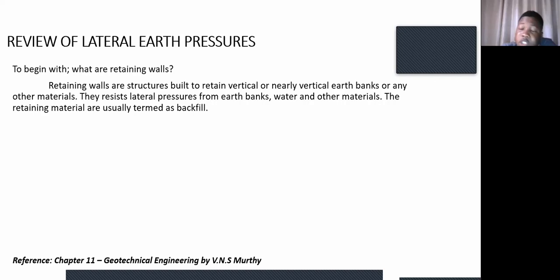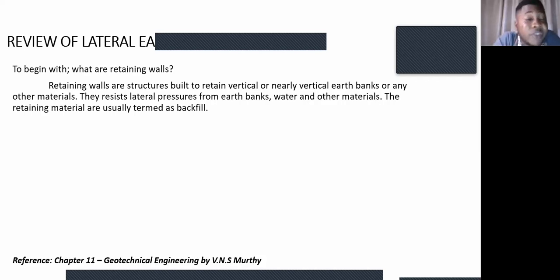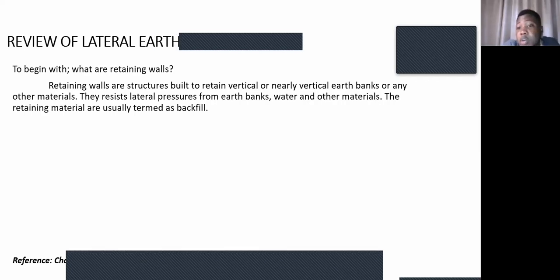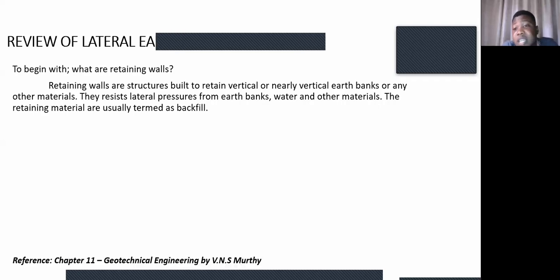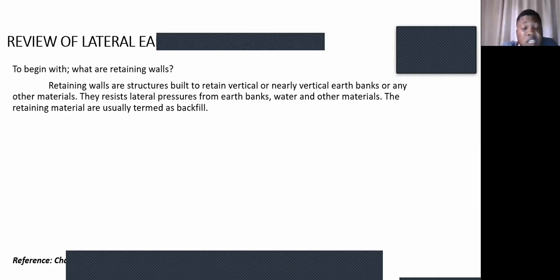But there's a common trend amongst them, whether they are retaining earth or water: they are all resisting lateral earth pressures from earth banks, water, or any material. The retaining material itself, which they are preventing from getting to the other side of the wall, is called backfill. So we have a gigantic vertical wall trying to prevent some set of materials from crossing over to the other side, and that material will be exerting substantial lateral earth pressures. So we have to design with the mindset that these lateral earth pressures must not make the retaining wall fail, amongst others.